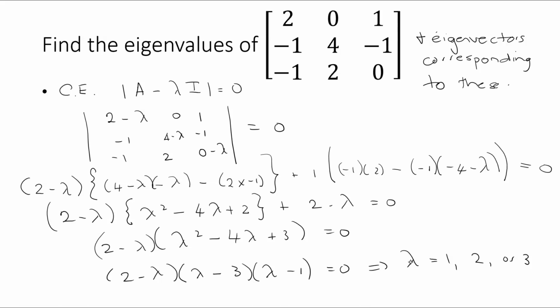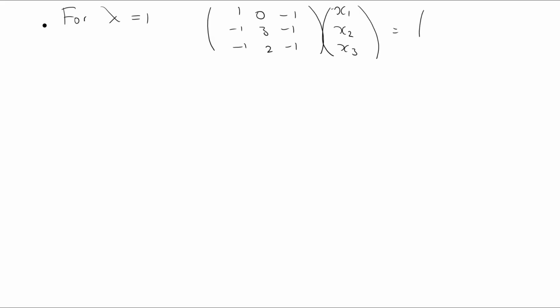Right, I'm going to need a bit more space. Okay, for lambda equals 1, what we do is we put that into what we had before, and instead of lambda, we put in 1. So it'll be 1, 0, 1, -1, 3, -1, -1, 2, -1. And remember, this is now times x, but x is made up of x1, x2, and x3, and that's got to equal 0, 0, 0.